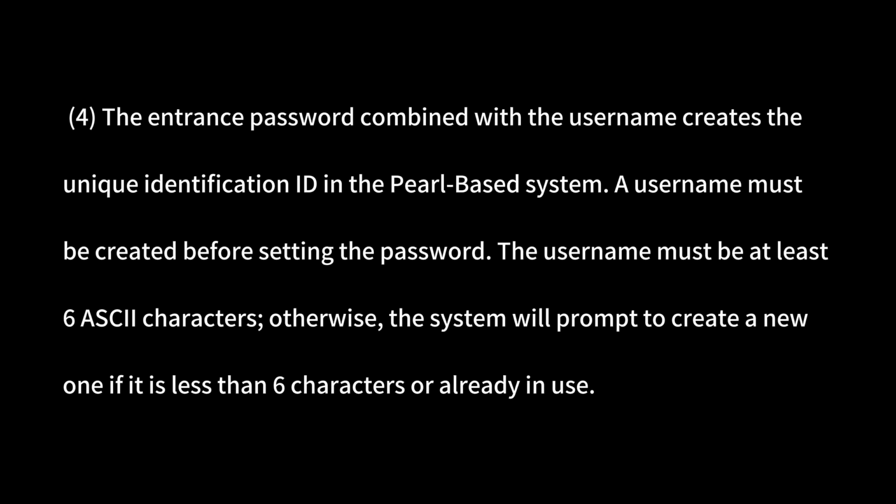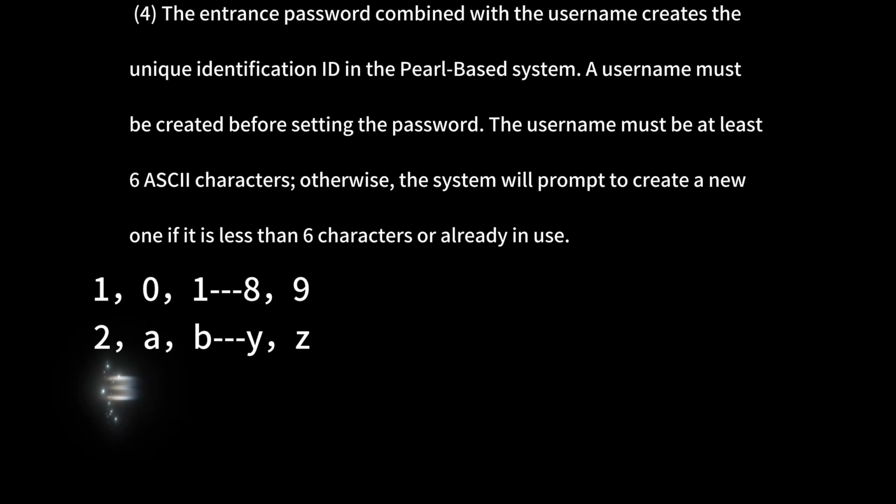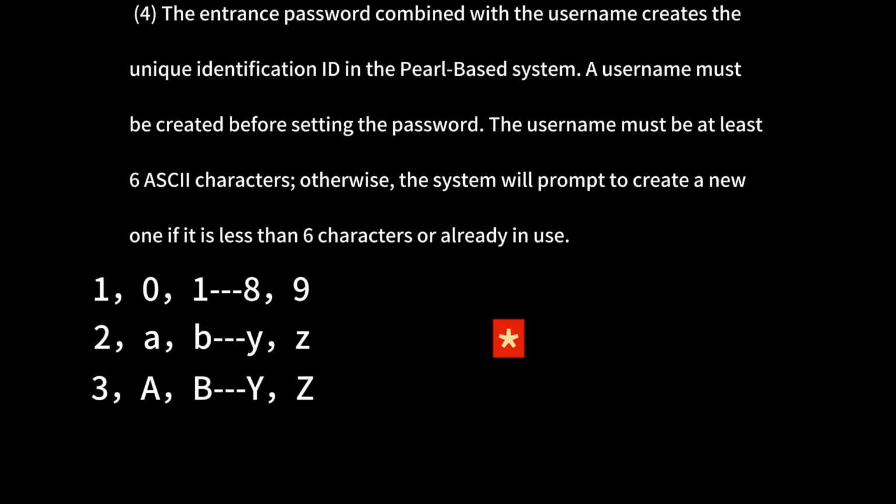4. The entrance password combined with the username creates the unique identification ID in the Perl-based system. A username must be created before setting the password. The username must be at least 6 ASCII characters. Otherwise, the system will prompt to create a new one if it is less than 6 characters or already in use.